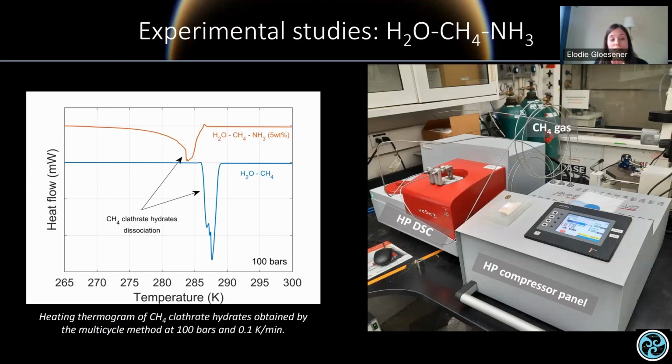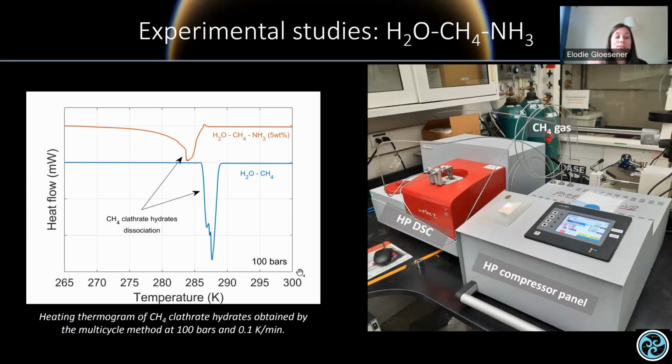On the left, you can see some examples of thermograms that we obtained for methane clathrate hydrates formed with the multi-cycle method at 100 bars and with a heating ramp of 0.1 Kelvin per minute. The blue thermogram corresponds to just the system with methane and water, and the orange thermogram corresponds to the system with 5 weight% of ammonia. Without ammonia, you can see that the onset temperature, when the clathrate is going to destabilize, is around 286 Kelvin. That corresponds to the expected dissociation temperature of methane clathrate at 100 bars.